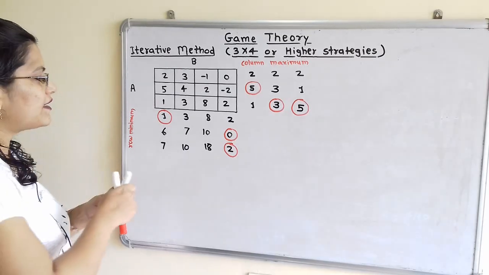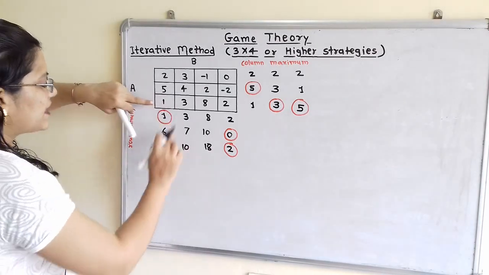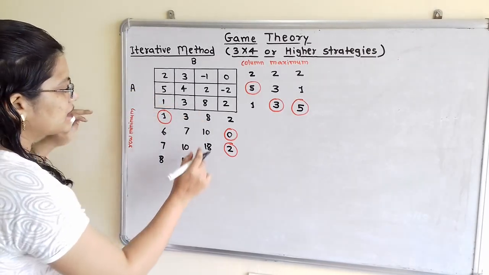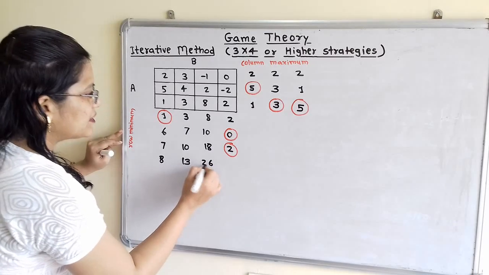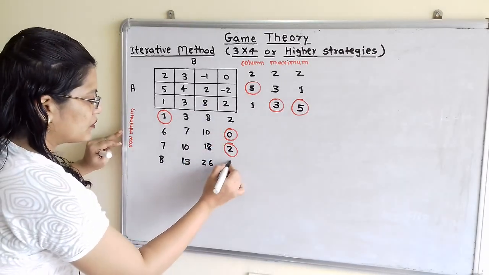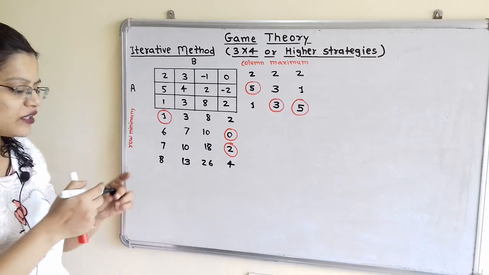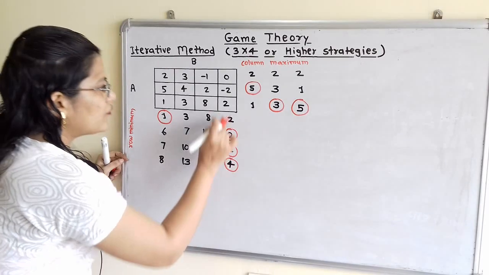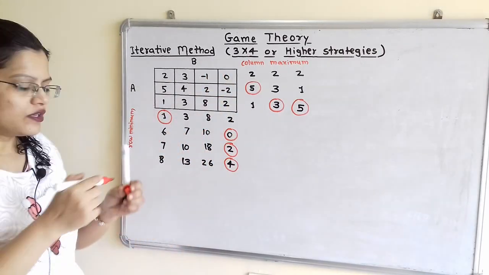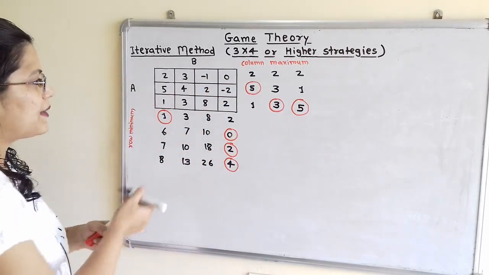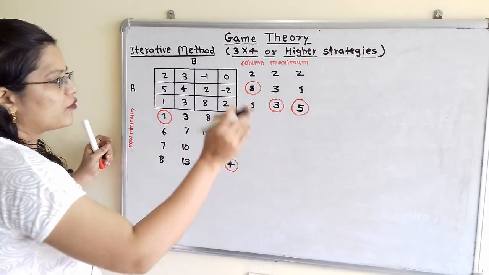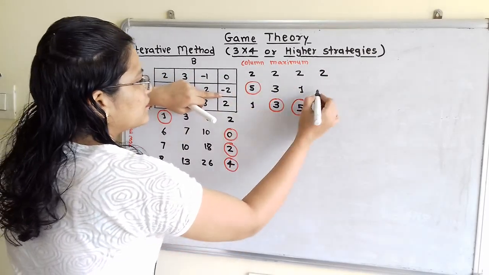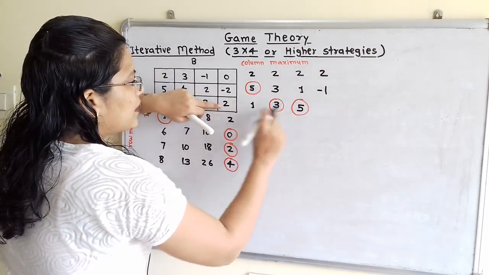Again we will write the fourth iterative, that is 7 plus 1, 8, 10 plus 3, 13, 18 plus 8, 26 and 2 plus 2, 4. Again we have to select the row minimum. Here it is 4. Related to 4, here is the column. Again we add the elements and write the fourth iterative for the column, that is 0 plus 2, 2, minus 2 plus 1, minus 1, 2 plus 5, 7.